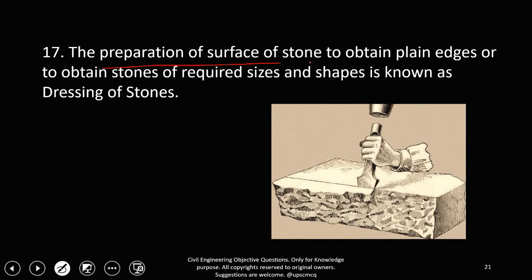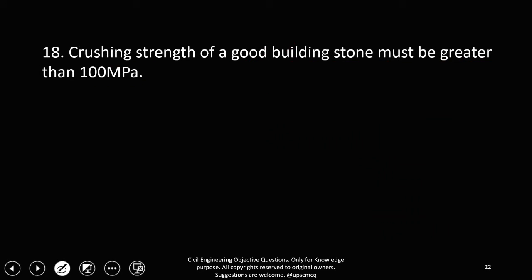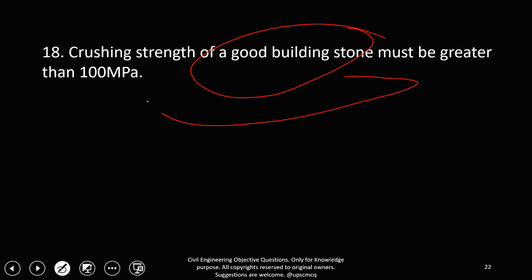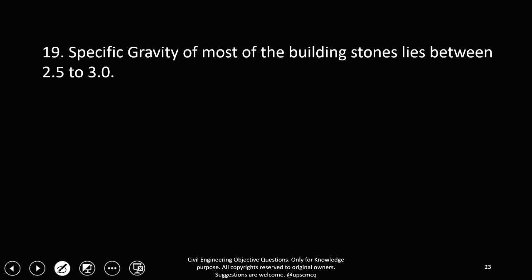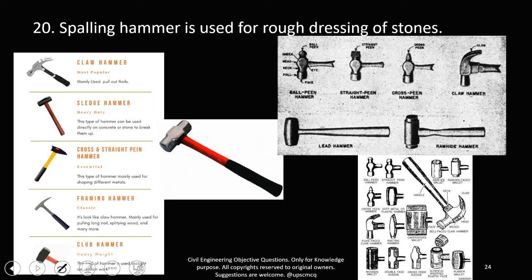Now, the preparation of surface of stone to obtain plain edges or to obtain stones of required sizes and shapes is known as dressing of stones. Crushing strength of a good building stone must be greater than 100 megapascal. Specific gravity of most of the building stone lies between 2.5 to 3.